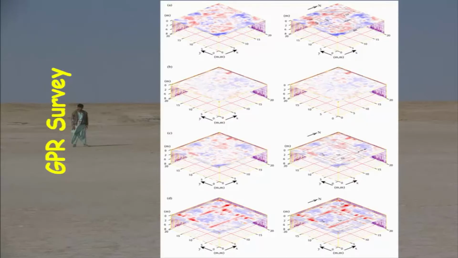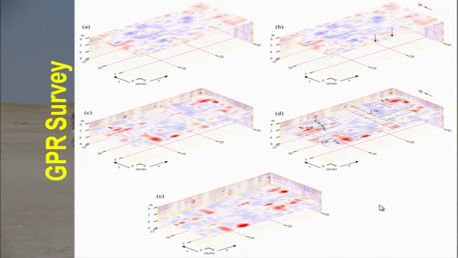We did a GPR survey, a ground penetrating radar survey, to understand whether similar cultural levels exist at the bottom or not. What we see here is a very well planned construction in this region, and this was just for our understanding.